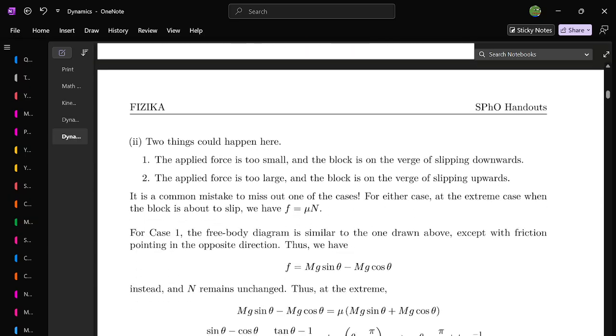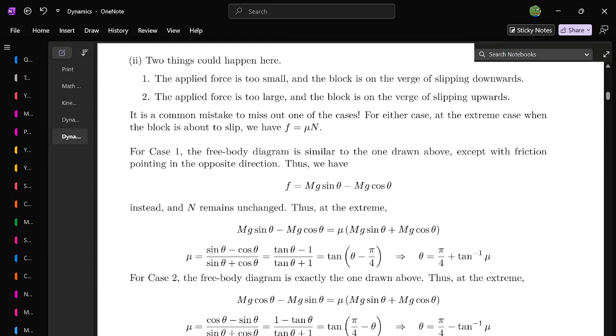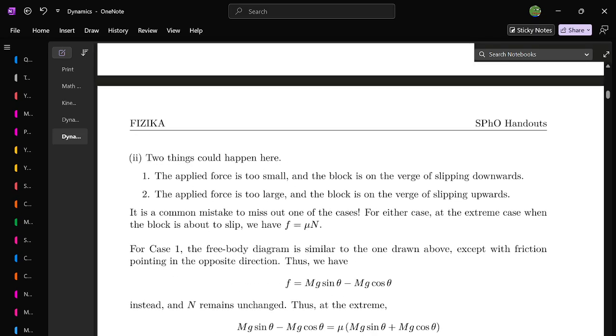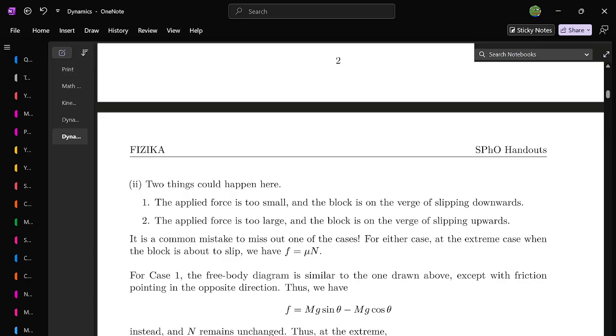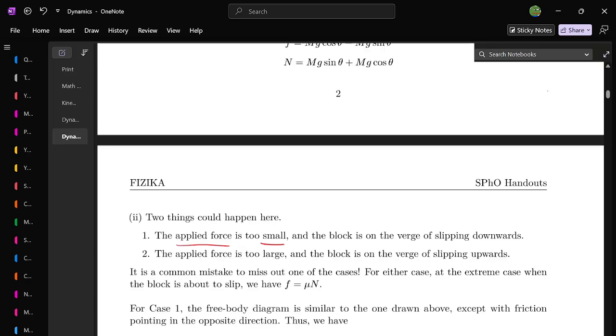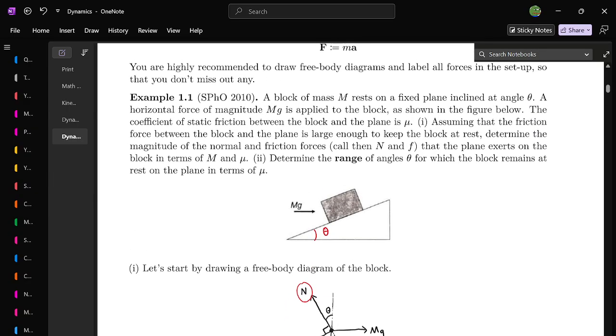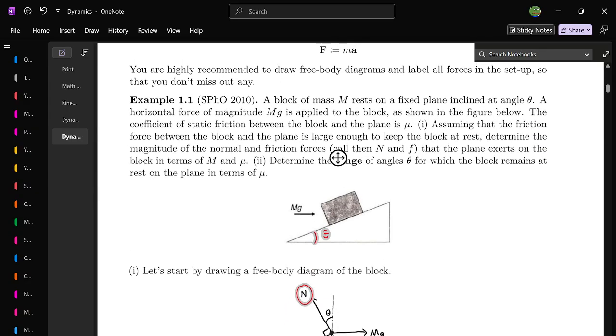Okay, so the second part is a bit more interesting because it is quite a common mistake for most people to leave out one of the two cases that you have to consider. Most people would consider the case of the applied force being too small. If we go to the diagram here, if the force of mg that's applied to the block is too small, then of course the block will slip, and it will slip downwards because you're not applying enough force to keep it from slipping downwards. So I think this is the intuitive one.